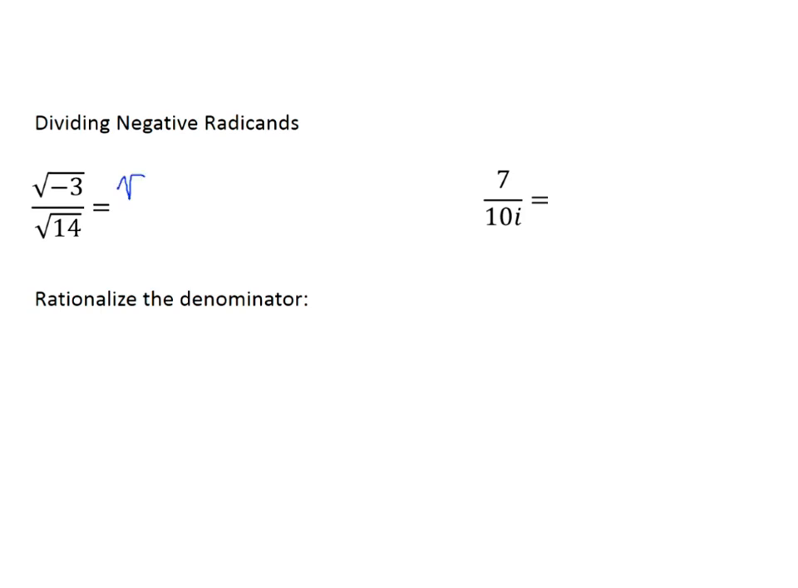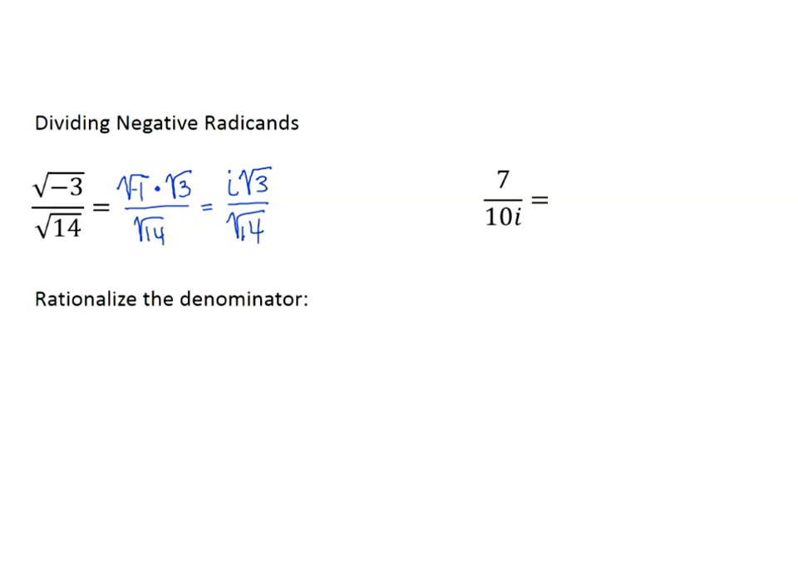So this is going to be the square root of -1 times the square root of 3. Right? I'm going to keep the bottom the same. And then the square root of -1 is i. So I'm going to get i root 3 over root 14.